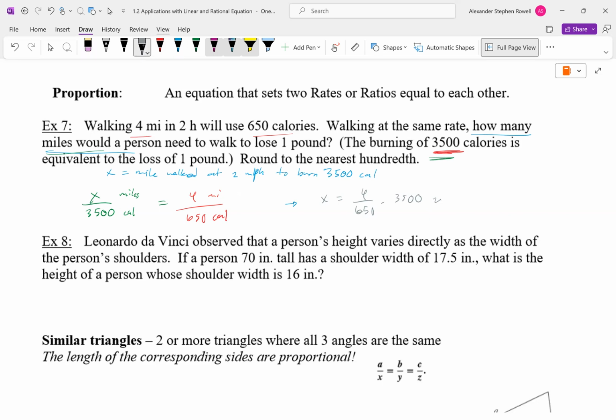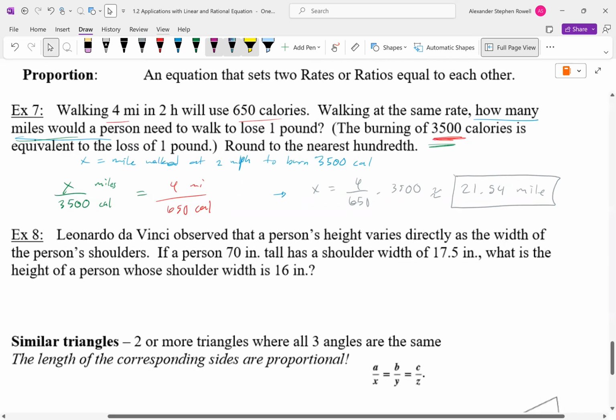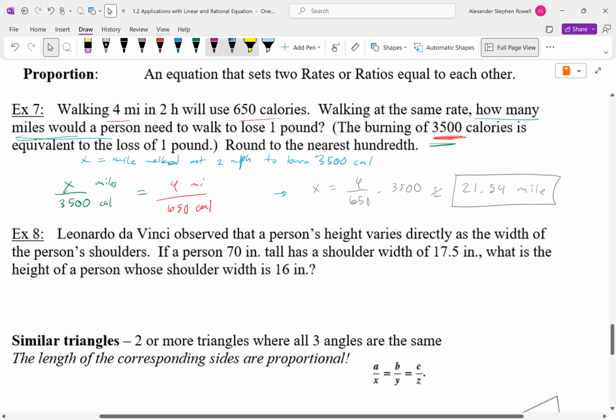Did anyone plug in the calculator? 21.54. Is that shocking? What does that mean? You have to walk 21.5 miles to lose a pound. Wow. That's not worth it. Or you can what? Or you can bike or run. That's also assuming you're not burning calories just from living, which happens.